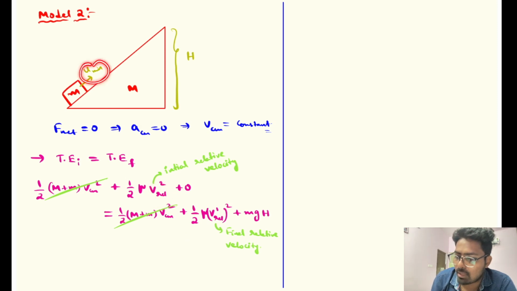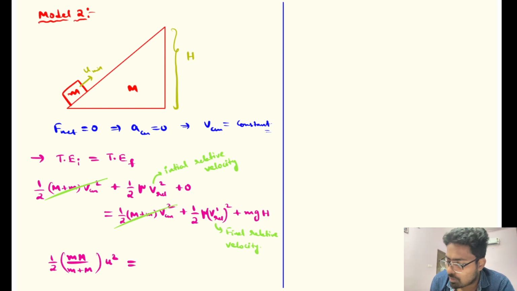What is the V relative initially? Initially, the other body doesn't have any velocity. So the value here would be half the reduced mass, small m capital M by small m plus capital M, into u square, which is equal to half mu V relative dash whole square plus mgh.